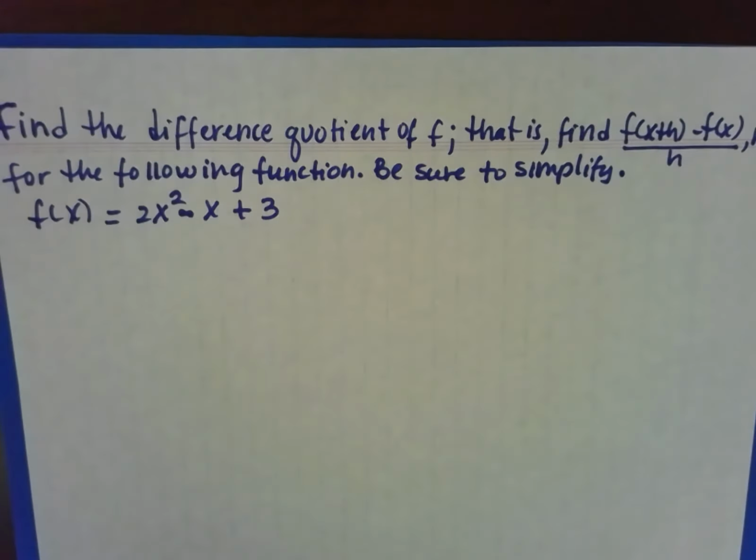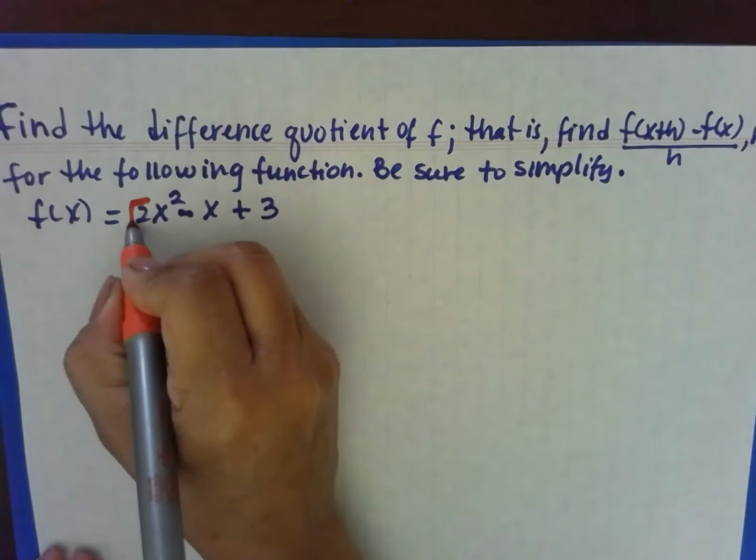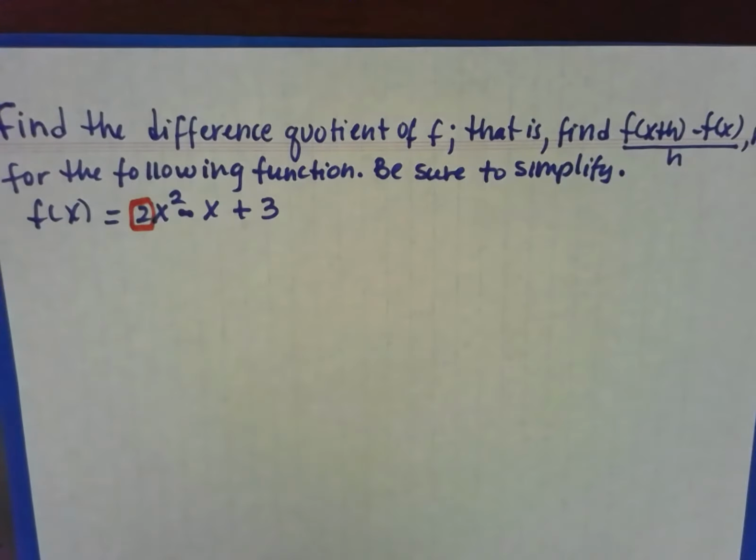In this video, we're going to find the difference quotient of f, that is, find f of x plus h minus f of x over h, where h is not equal to 0, for the following function. Be sure to simplify. So the difference between this video and the two before this one is that now we have a leading coefficient of 2.